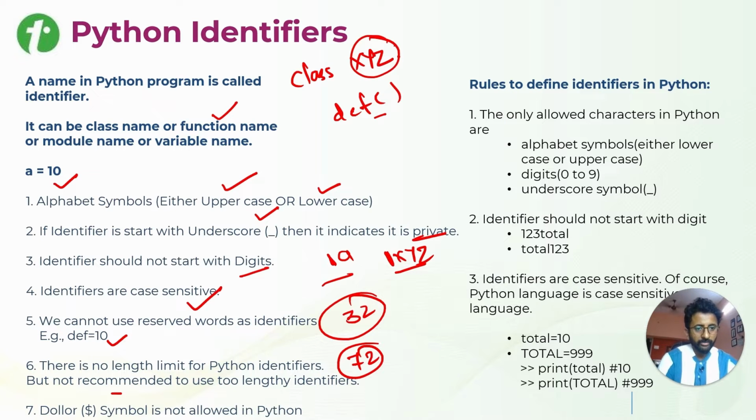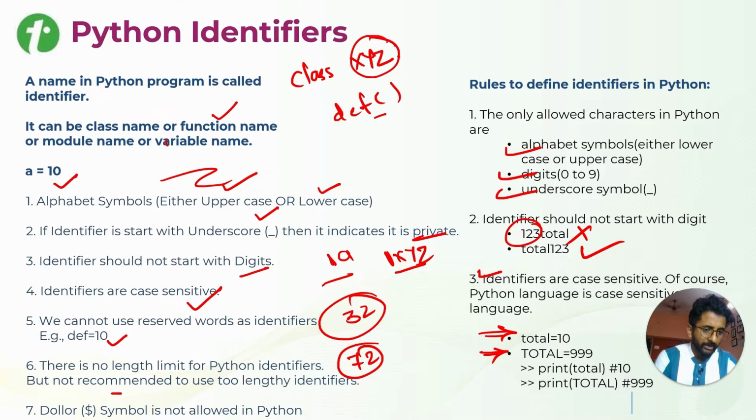In summary, alphabet symbols, upper and lowercase, digits, and underscore are allowed, but 123total is not allowed, because it is starting with numbers. Whenever it is starting with numbers, it is not allowed. Identifiers are case sensitive. For example, I am defining a variable with small t and I am defining a variable with capital T. These both will have different values. Whenever you are printing them, it will give respective outputs. So that means these are case sensitive.